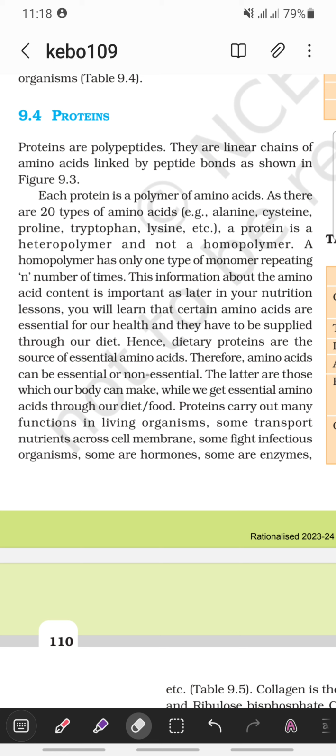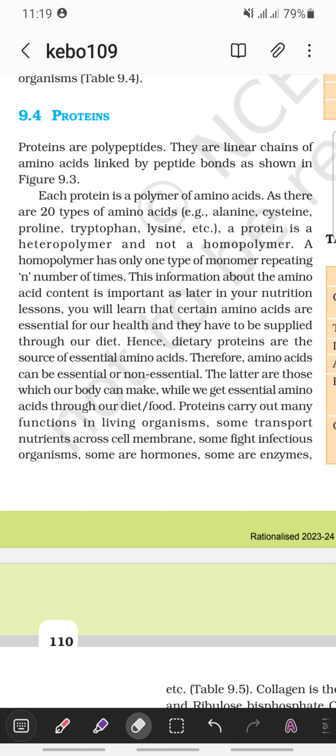This information about the amino acid content is important, as later in your nutrition lesson you will learn that certain amino acids are essential for our health and they have to be supplied through our diet. Hence, dietary proteins are the source of essential amino acids. Therefore, amino acids can be essential or non-essential. The latter are those which our body can make, while we get essential amino acids through our diet.